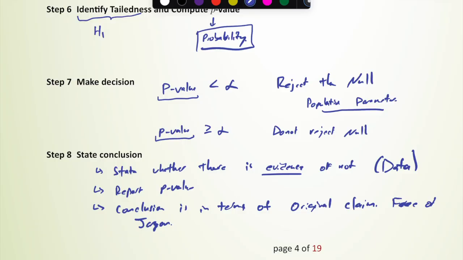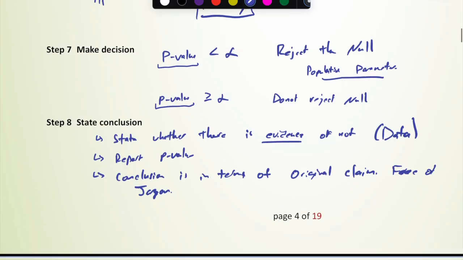So you're not going to say null hypothesis. You're not going to say alternative hypothesis. You're not going to use any sort of jargon like that. You're just going to say in terms of the original claim, can we support or can we reject the original claim? Okay, and then the last thing that you need is the confidence level. You got to report the confidence level.